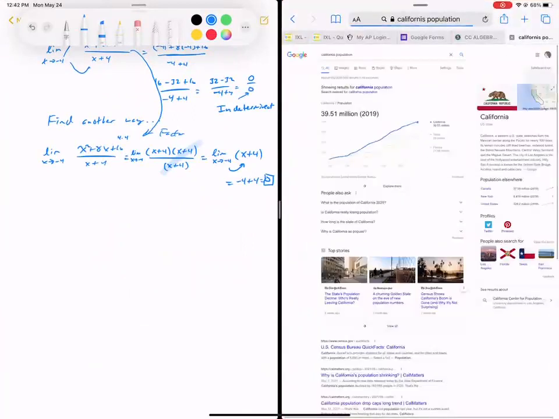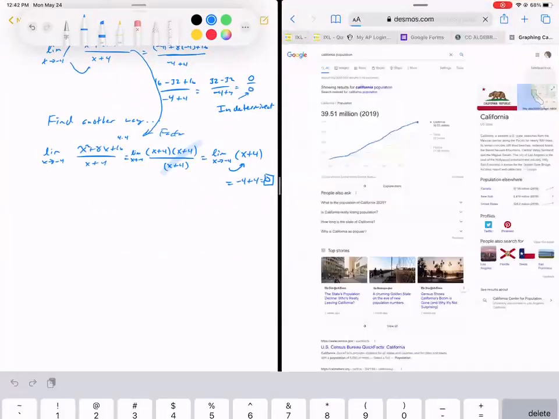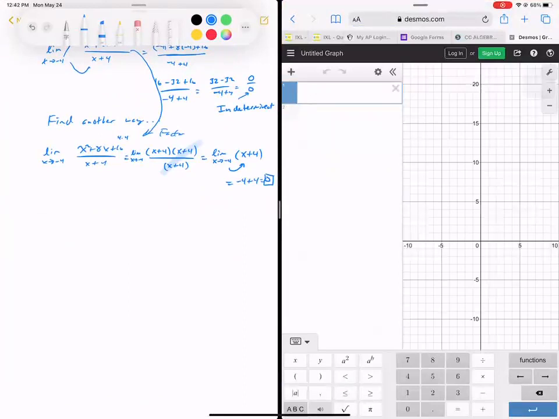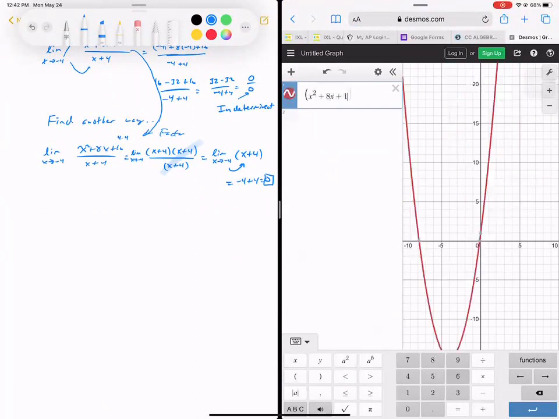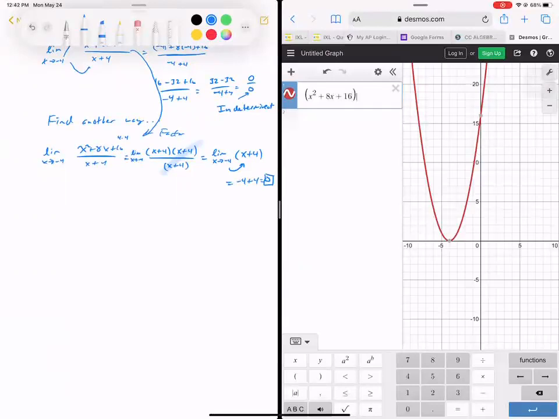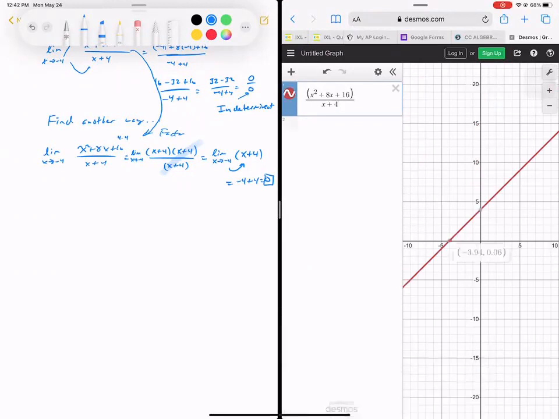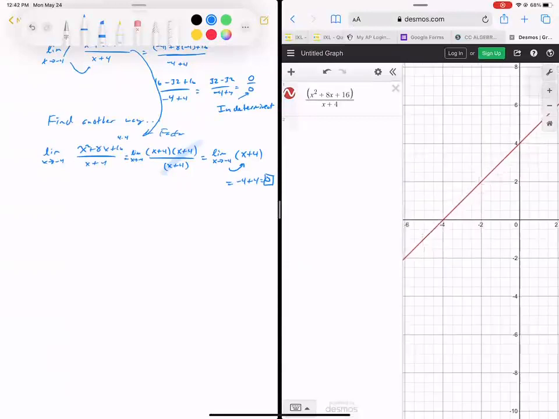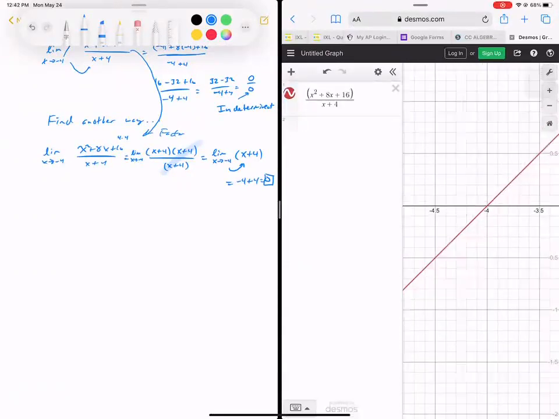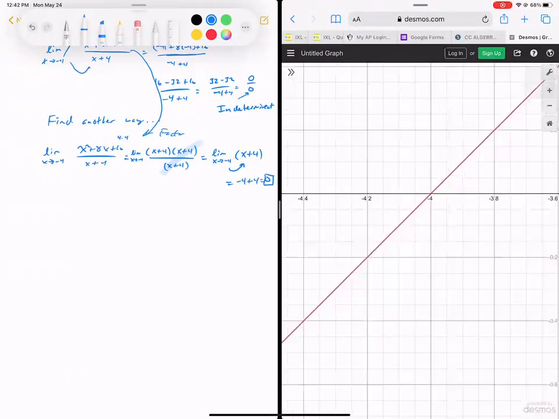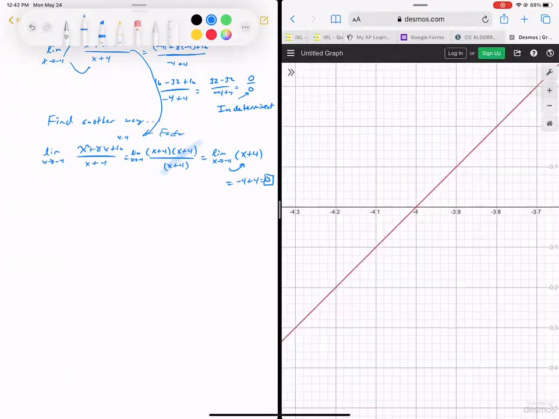Let's pull up Desmos. And if I graph the original graph of x squared plus 8x plus 16, all divided by x plus 4. What does the graph look like at negative 4? Let's go to negative 4 here. Here's negative 4. What does it look like? It looks like 0, doesn't it? The y value is sitting on the floor at negative 4.